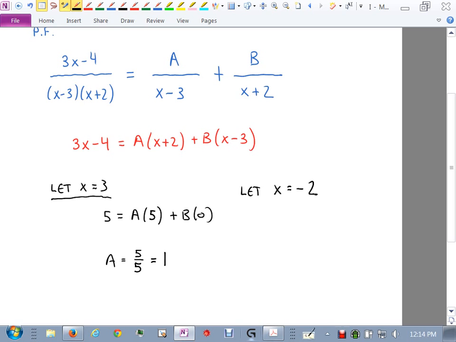All right, now let me let x be -2 so I can kill off the A. What do we have? -10 equals -5B. So B is 2.